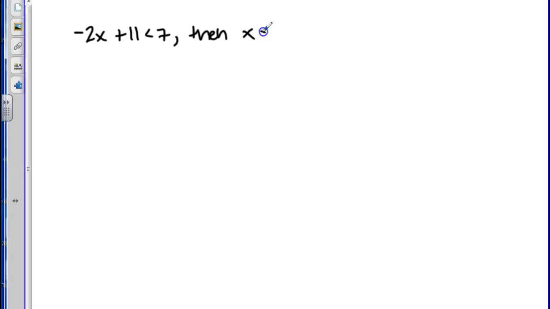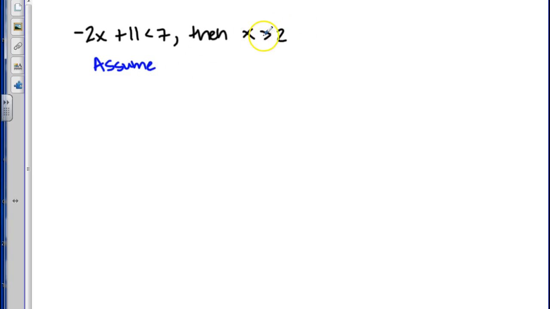Then x is greater than 2. All right, x is greater than 2. All right, so we want to prove this by an indirect proof. Don't solve the inequality. We do not want to do it that way. So now we're going to assume a contradiction here.